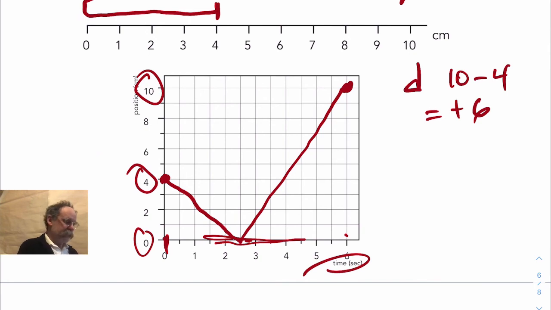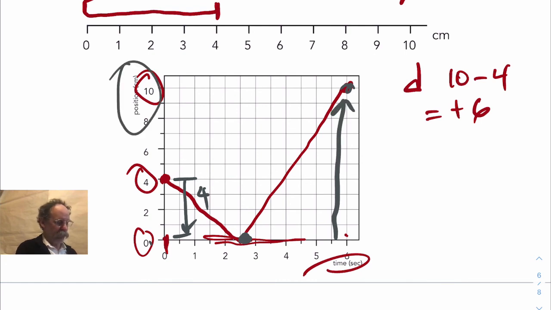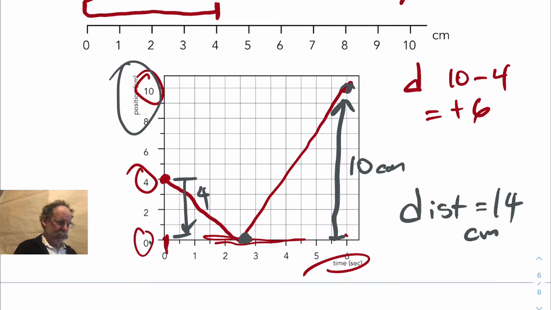What's the distance? Well, how far did she have to go during this part of the story? Well, she had to go from 4 to 0. So this is a trip of 4. And then from here to here, how far did she have to go? And notice I'm going up and down because we're reading off on the vertical axis. This is 10 centimeters. So the distance is all of that added up, forgetting whether it's positive or negative. So we get a distance of 14 centimeters.